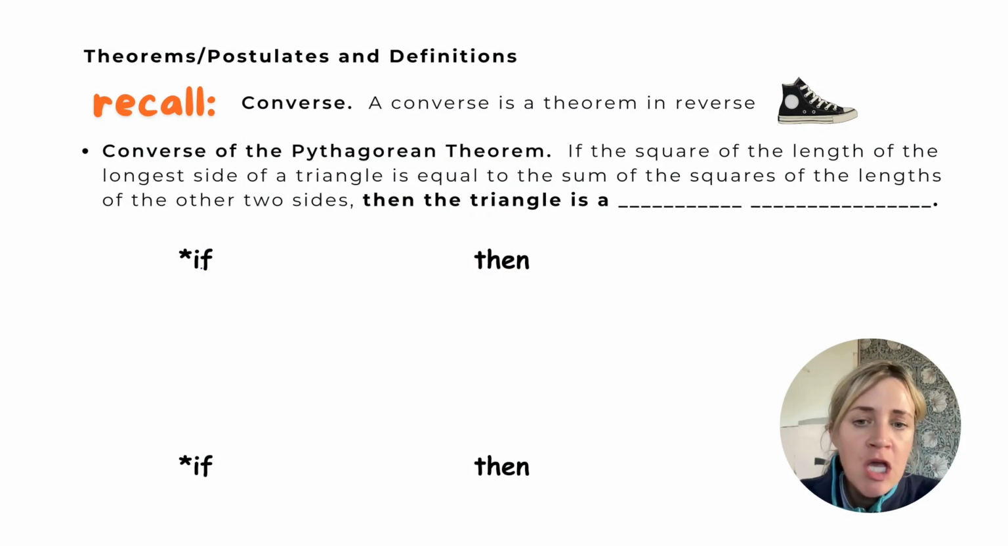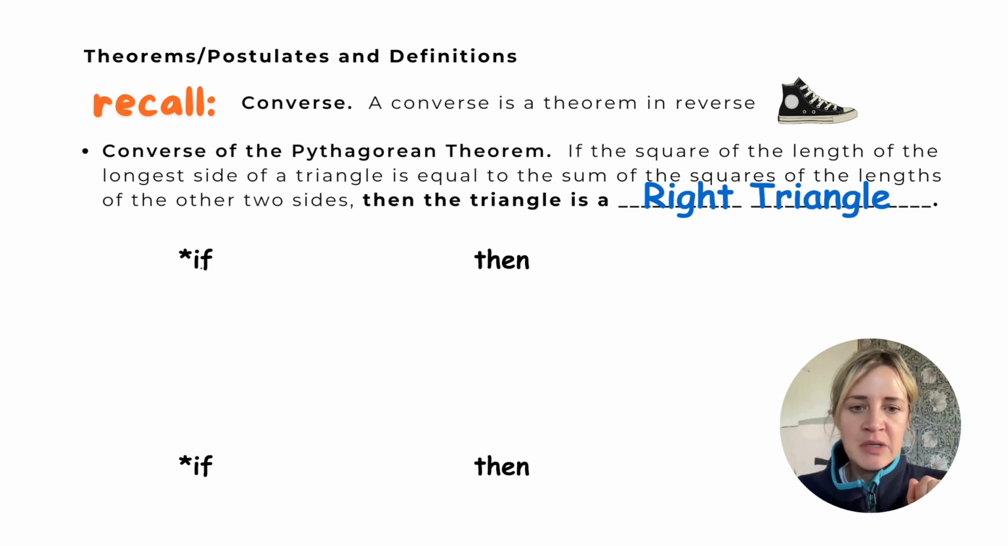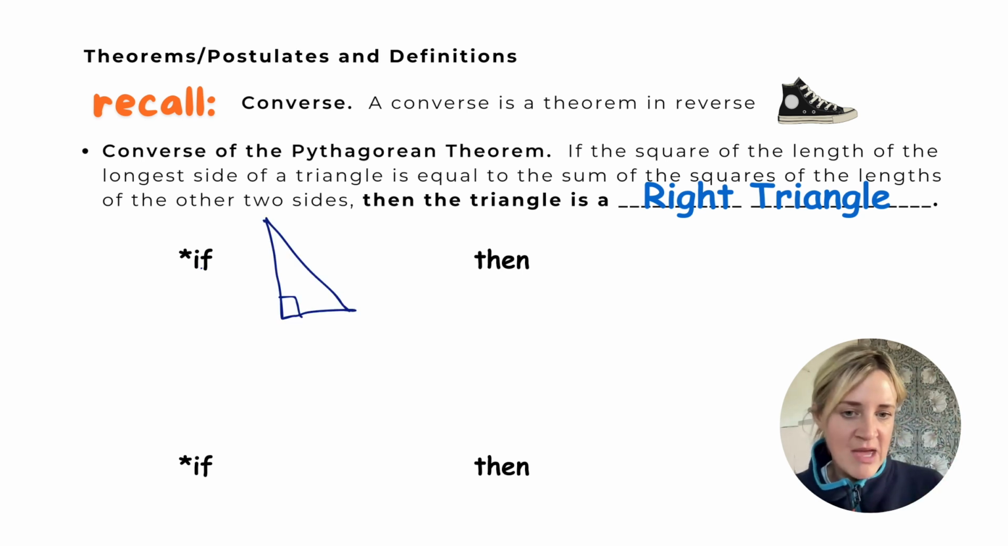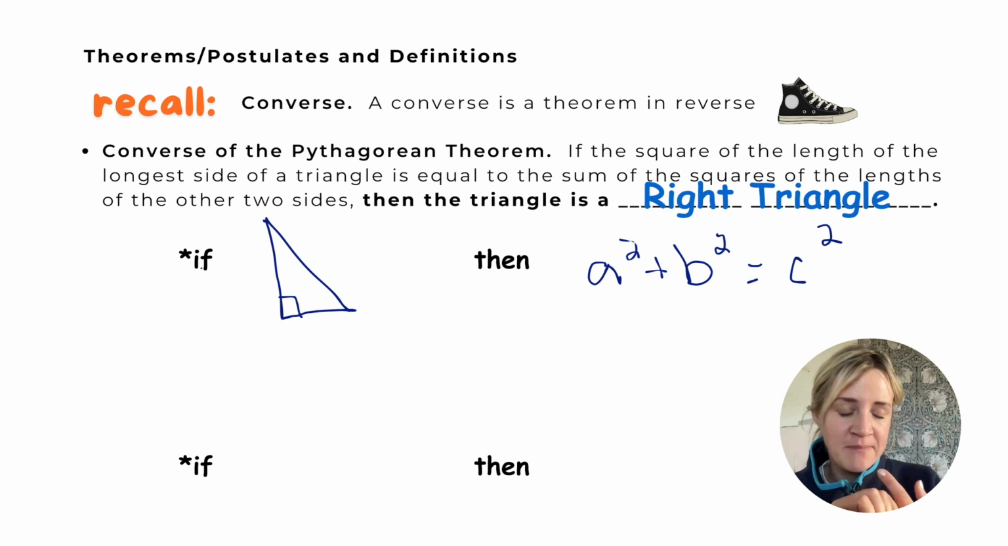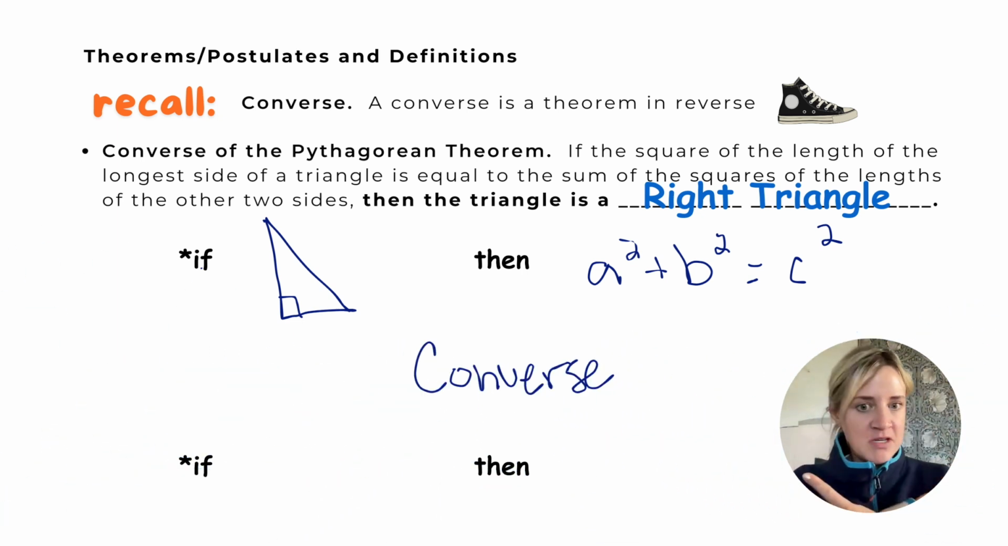Next up, we're going to talk about the converse, and just a reminder that the converse is a theorem in reverse. It's not the shoe, but maybe it'll help you remember it. Reverse it up. The converse of the Pythagorean theorem: if the square of the length of the longest side of a triangle is equal to the sum of the squares of the lengths of the other two sides, then the triangle is going to be a right triangle. So far we've learned that if it's a right triangle, then we can use the Pythagorean theorem, a squared plus b squared equals c squared. The converse is take that and put it in reverse.